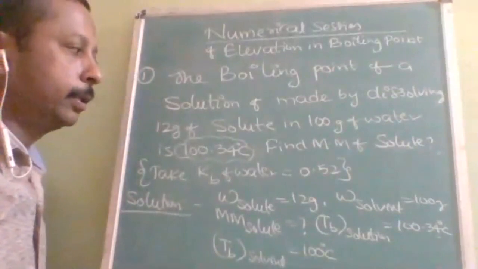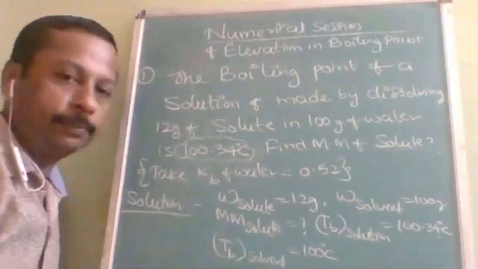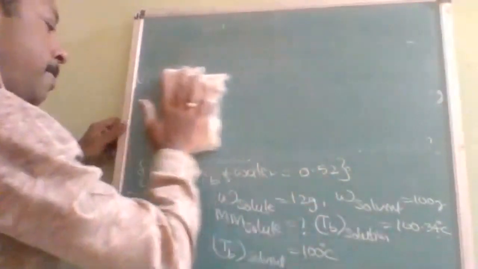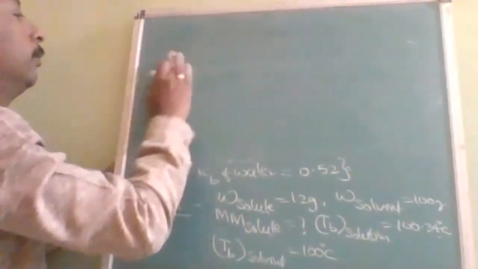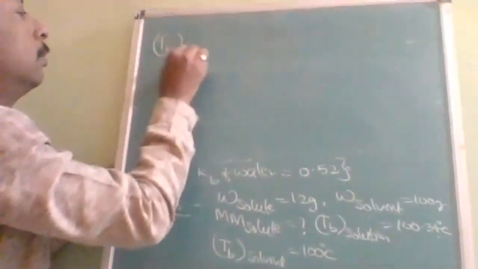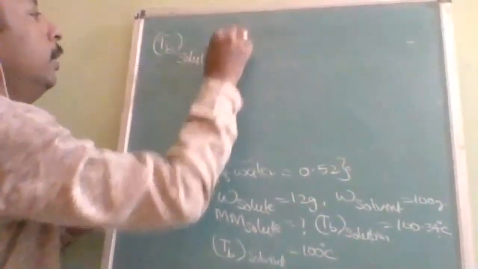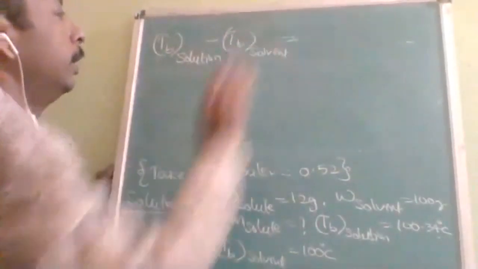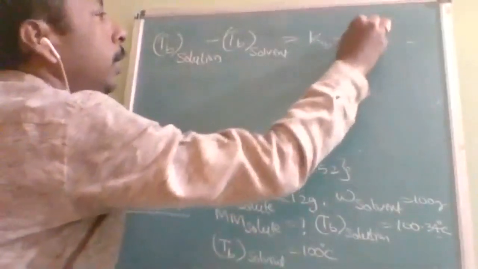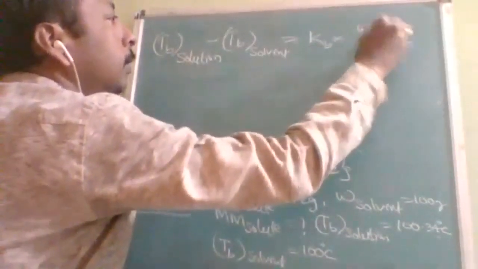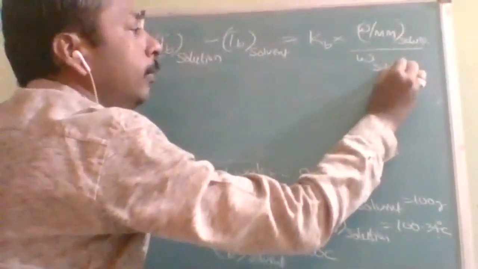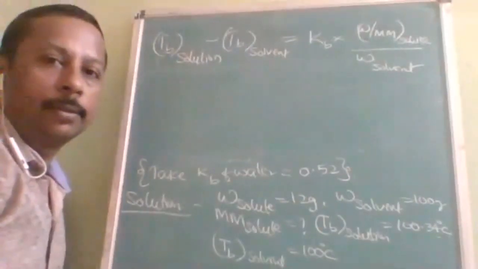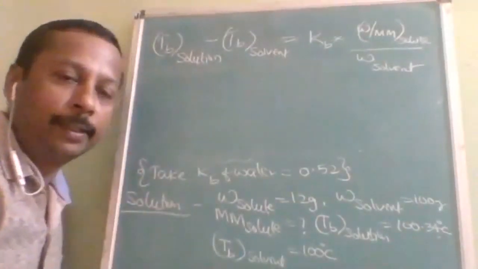These are all the things given, and what we have to find out is the molar mass of solute. So I am erasing this. This is the required information. Now let us substitute in the formula. Tb solution minus Tb solvent is equal to Kb into molality, which I am also writing as mass of solute upon molecular mass of solute, divided by mass of solvent. The only thing you should make sure is that the mass of solvent should be in kilograms. Now whatever is given, I will substitute.